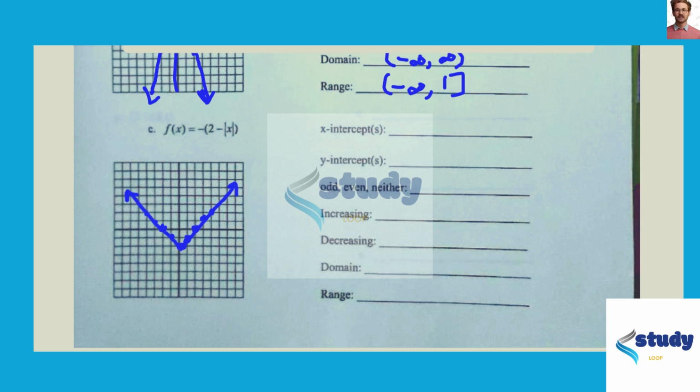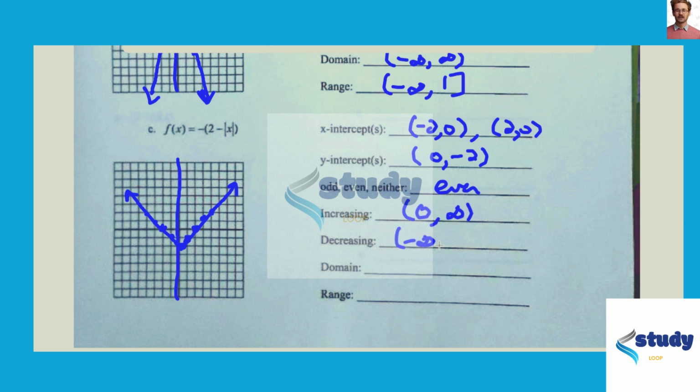The x-intercepts are at -2 and 2. The y-intercept is at (0, -2). It is even because of the symmetry about the y-axis. It is increasing to the right of it, so that is from 0 to infinity. It's decreasing on the left because it's going down on the left side of it, so that's from -infinity to 0. The domain, it goes forever to the left, forever to the right, so it's all reals. The range goes as far down as -2 included and goes up forever to infinity.